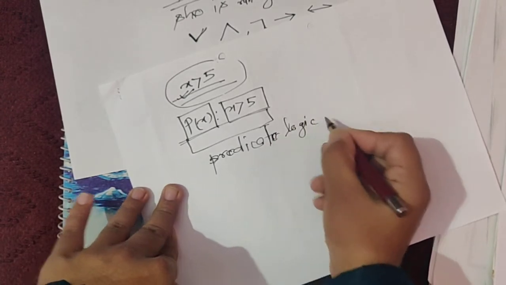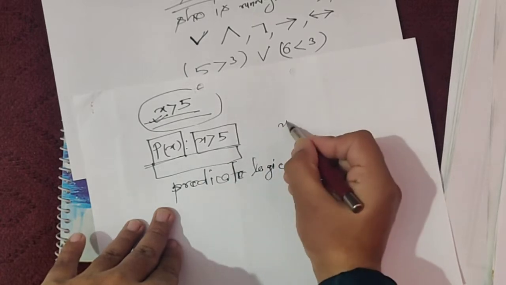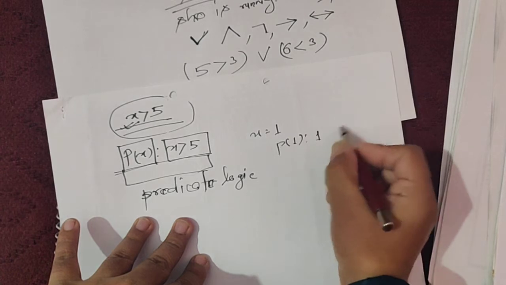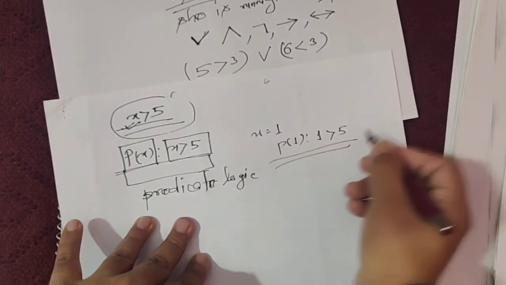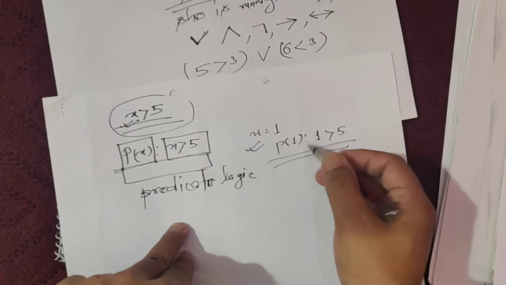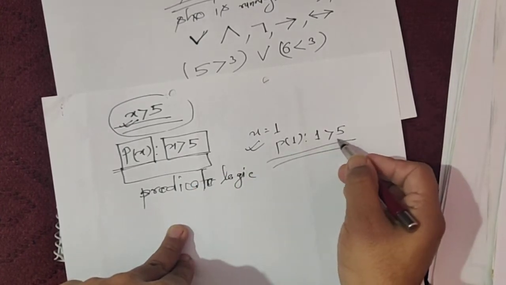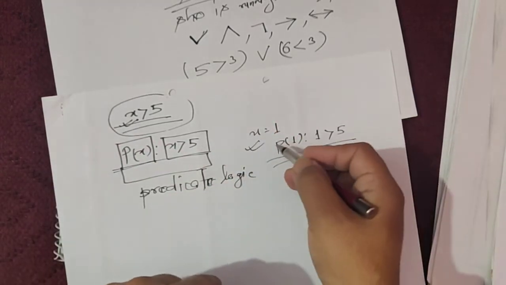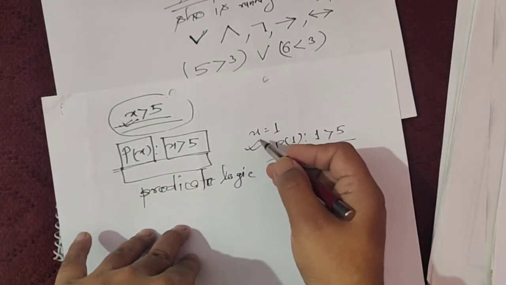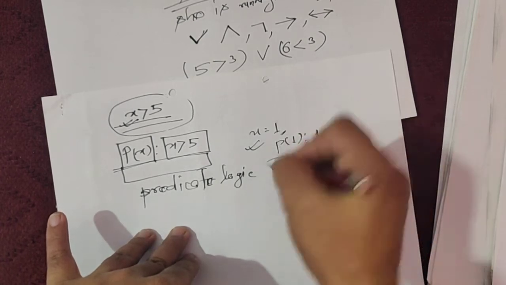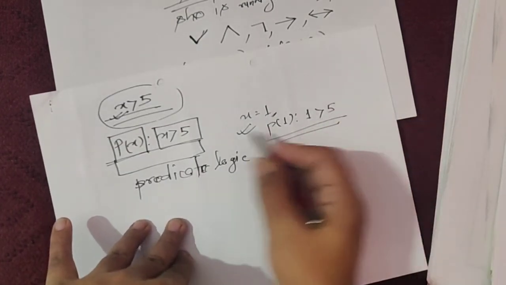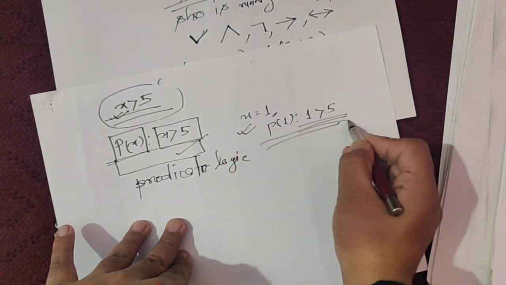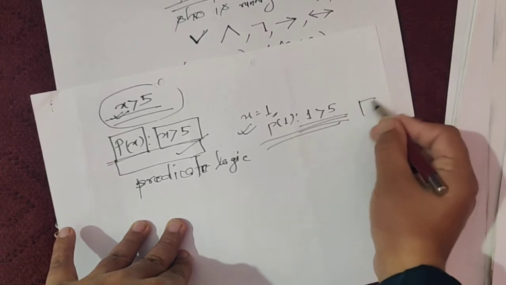Now when X equals 1, it becomes P of 1, 1 is greater than 5. When we put the value of X in this, it changes into a proposition. The process of putting the value of X is known as instantiation, and 1 is the instance. When the predicate is instantiated, it is converted into a proposition. So 1 is greater than 5, it is false.